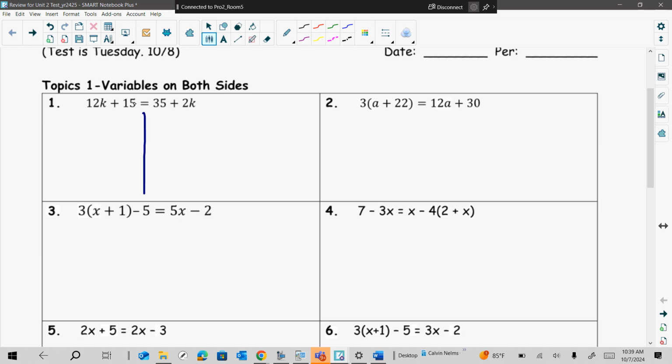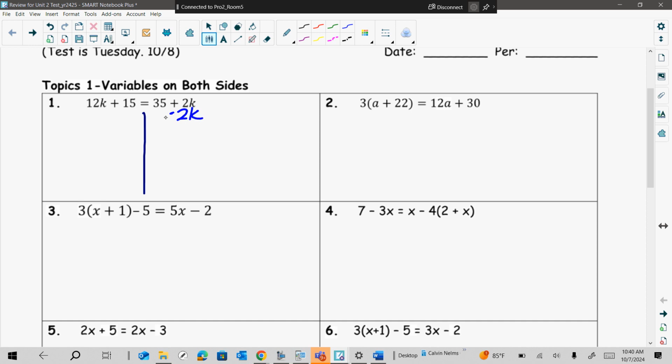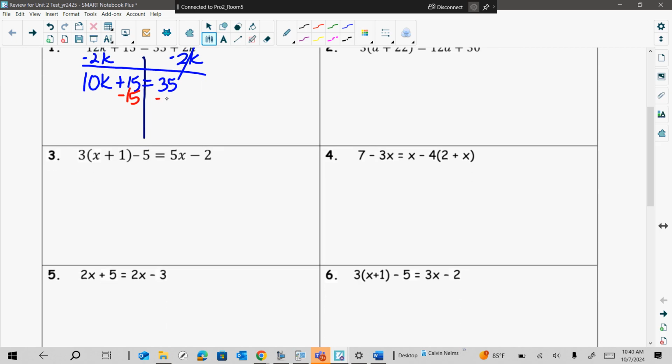So for 12K plus 15 equals 35 plus 2K, what should we do first? Very good. Minus 2K. Line it up with the like variables, like terms. So this becomes 10K plus 15 equals 35. Yes. We get the variable term isolated, doing minus 15. So 10K equals 20. And then divide by 10. K equals 2.